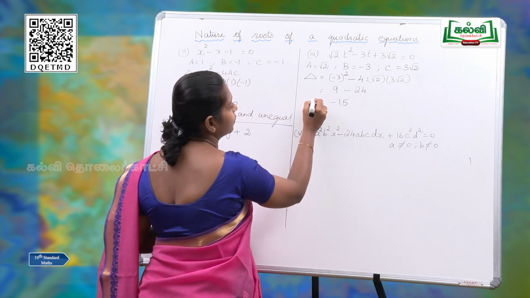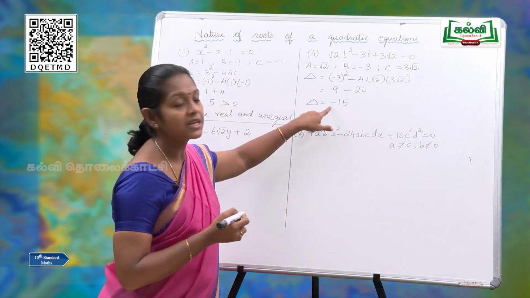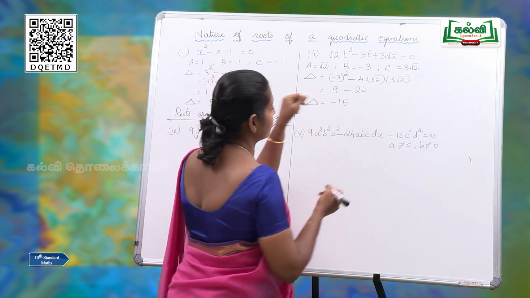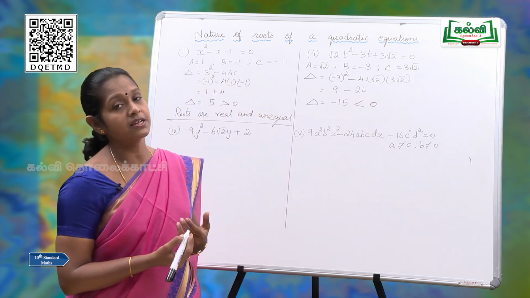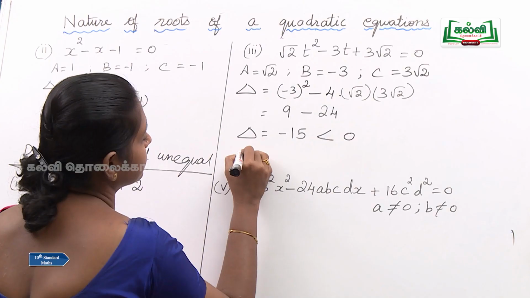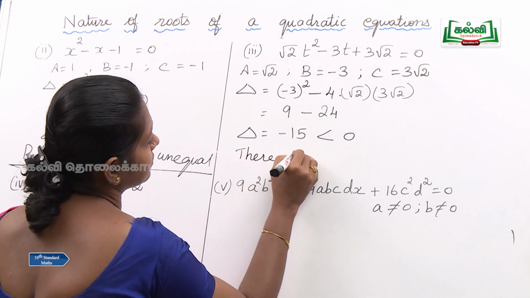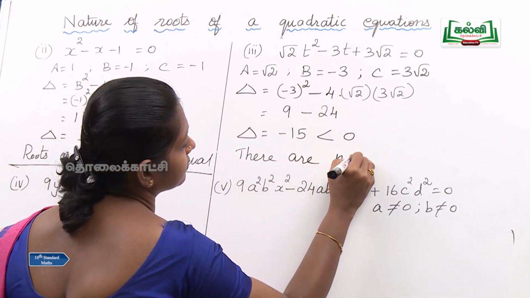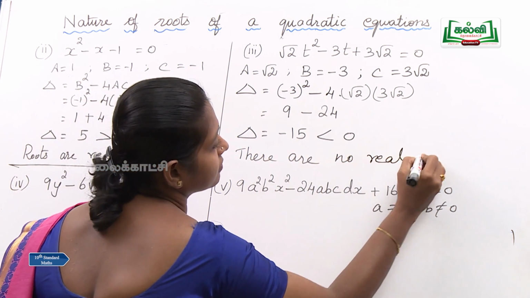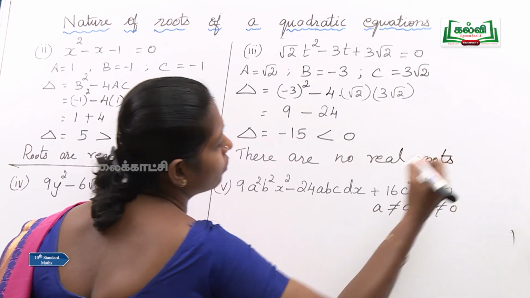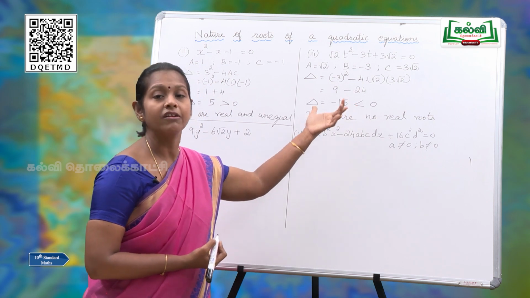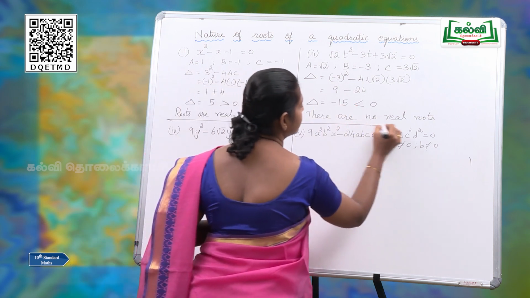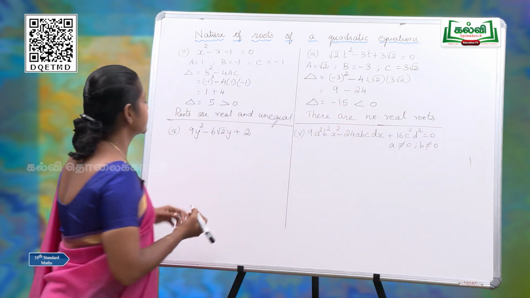See, this is negative. So, the delta value is what? Negative. So, minus 15. That means it is lesser than 0. If delta is lesser than 0, the nature of roots will be what? No real roots. So, the roots we found, but that is not real. Okay. Now, we will come to the little bit different question.